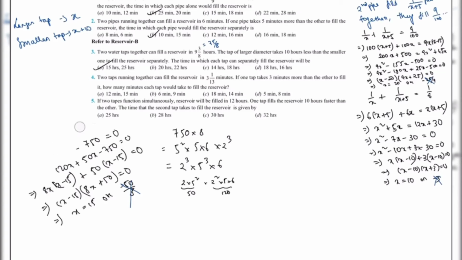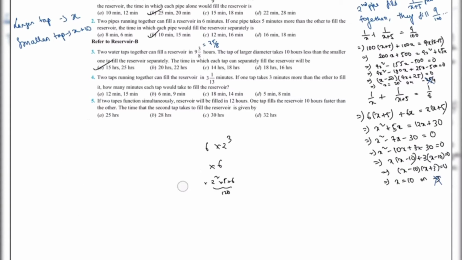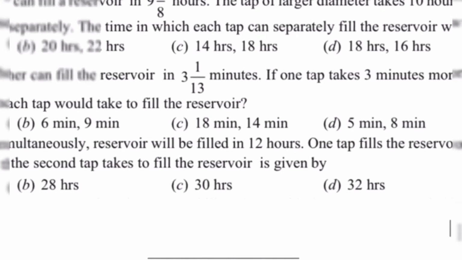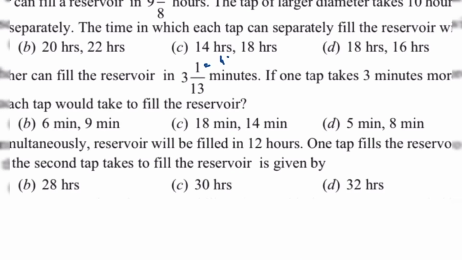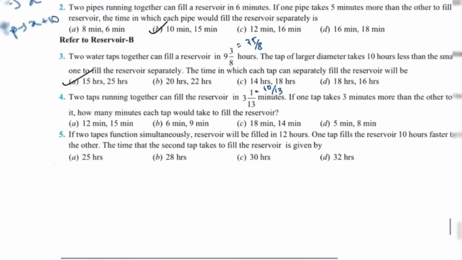Let's see. So two taps running together can fill it in 3 1/13 hours. So that is, you can see, 40 by 13. Sometimes for these you don't have to solve the quadratic equation. I'll show you how. But let me just do it the conventional way.